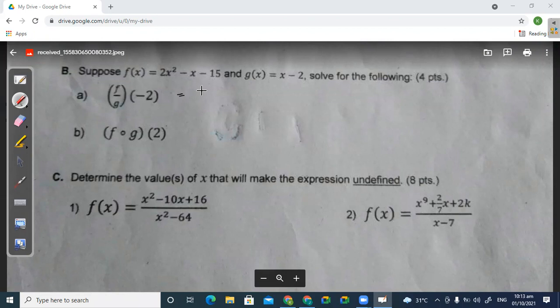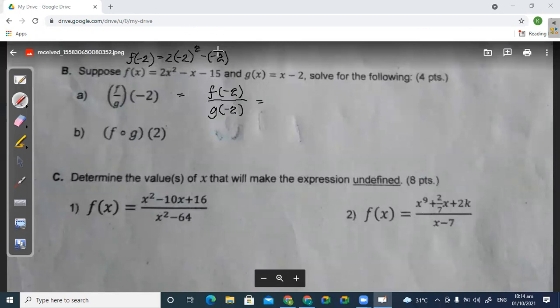Ibig sabihin, yung f over g kasi pwede natin siyang hiwalayin. Pwede natin gawin ganito, f of negative 2 over g of negative 2. So f of negative 2, ito yung f of x na yan, tapos palitan mo yung x ng negative 2. Take note, minus negative 2 dapat yan, kasi may minus dito.